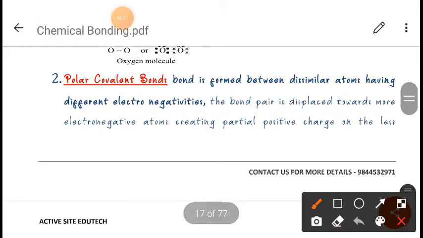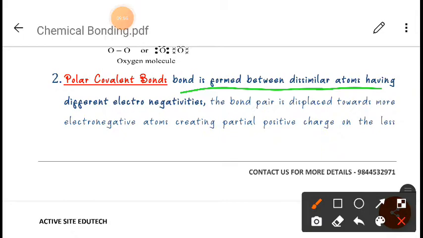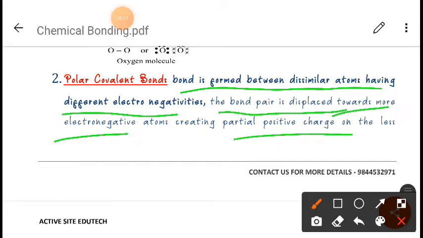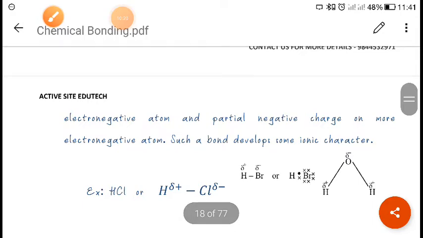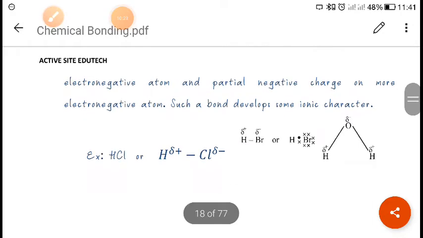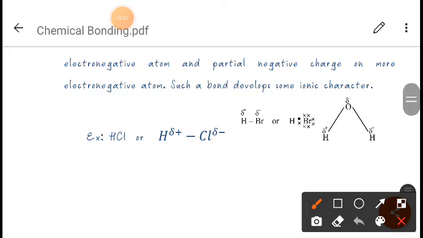Once again, let me repeat this. A polar covalent bond is formed between dissimilar atoms having a difference in their electronegativity. At that time the bond pair is displaced towards the more electronegative atom, or we can say the electron cloud will shift towards the more electronegative atom. And there will be a partial positive charge on the less electronegative element and a partial negative charge on the more electronegative element. As you can see this in the case of HCl.